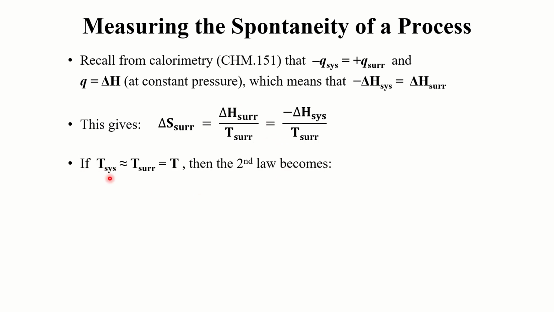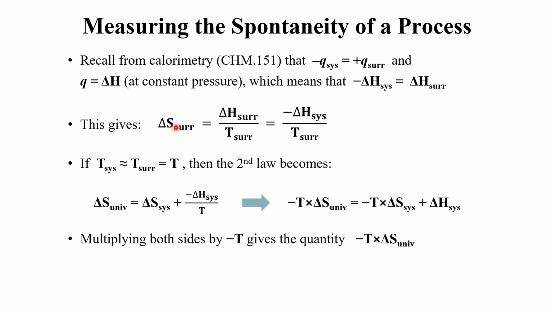All right, a couple more definitions here. If T system equals T surroundings, so if they are roughly equal to one another, we can make this a little simpler. We can say that the entropy change of the universe is equal to the entropy change of the system plus negative delta H system over T. Here, I took the relationship we established for the entropy change of the surroundings and plugged it back into the second law. When we rearrange this equation and make some substitutions, we find that negative T delta S universe is equal to negative T delta S system plus delta H system.